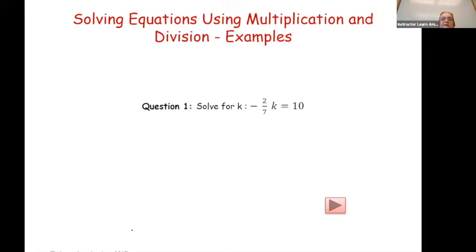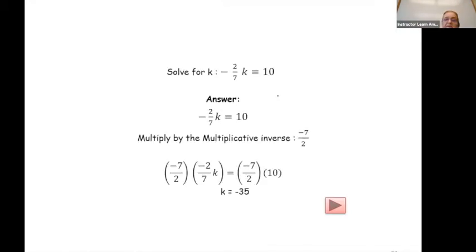So let's look at this problem, solving equations using multiplication and division. We have an equation here we wish to solve for k. The coefficient is -2/7. If we multiply both sides by the multiplicative inverse, sometimes known as the reciprocal, we would get the following. We have -2/7 k is equal to 10. We multiply by the multiplicative inverse, -7/2. You've heard this term, the reciprocal.